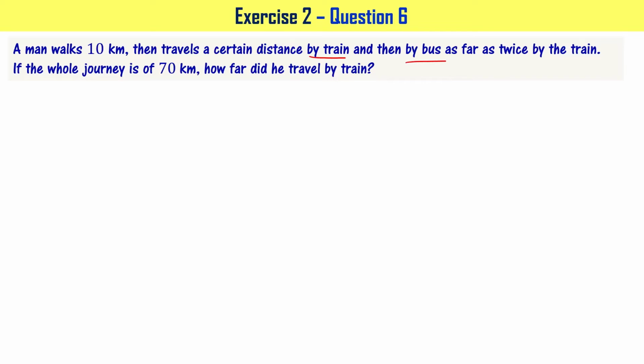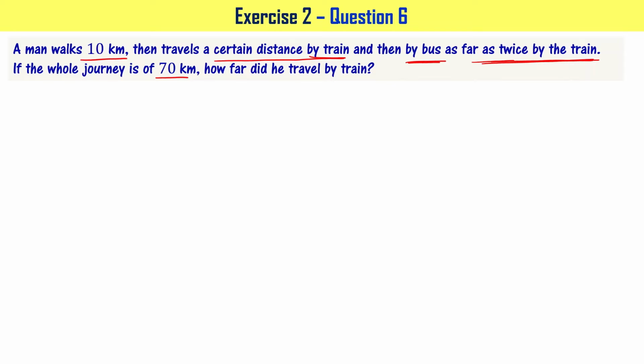Question number 6 is: a man walks 10 kilometers, then travels a certain distance by train and then by bus as far as twice by the train. If the whole journey is 70 kilometers, how far did he travel by train is the question. He walked 10 kilometers first and then he traveled a certain distance by train and then he traveled by bus twice the distance traveled by the train, right?